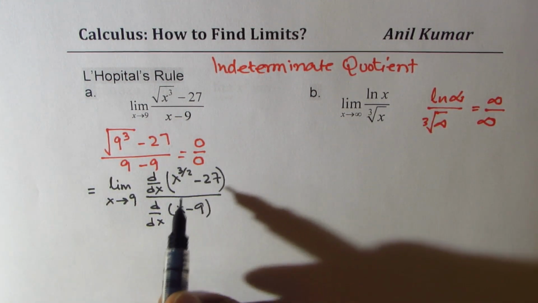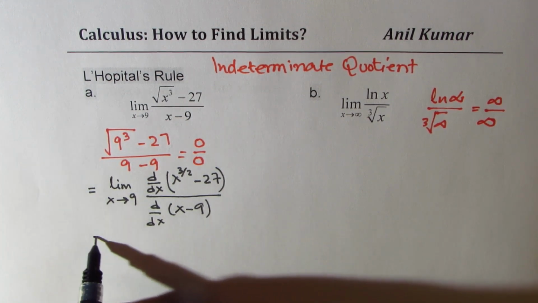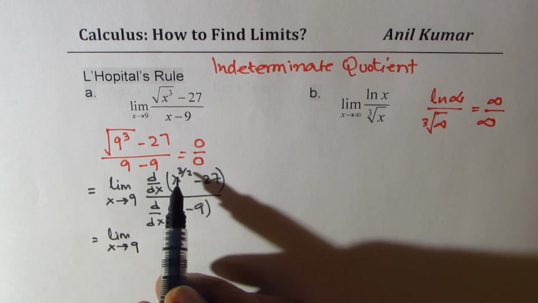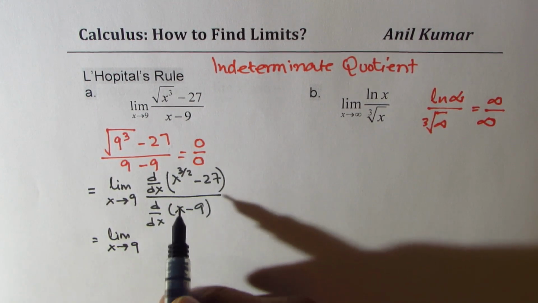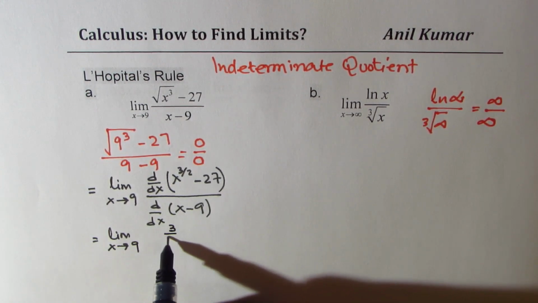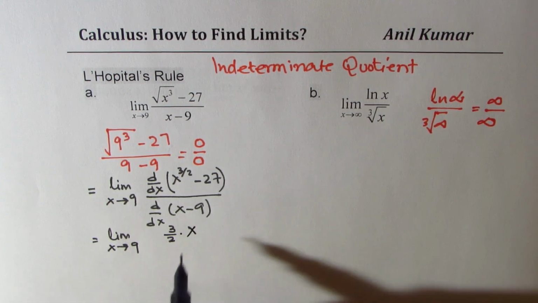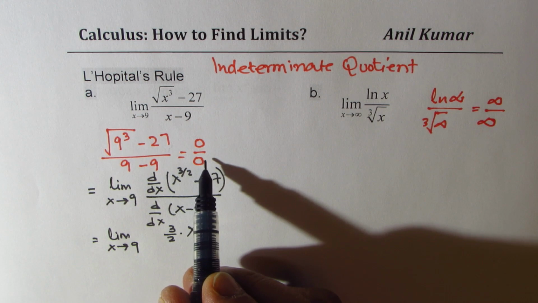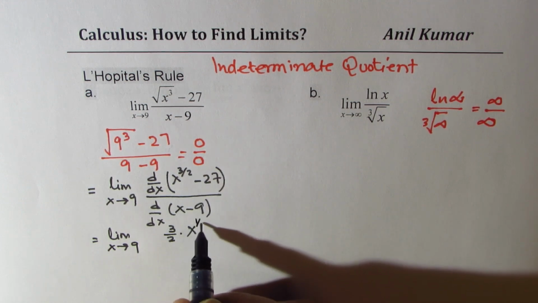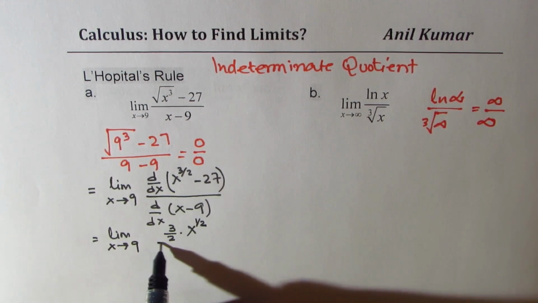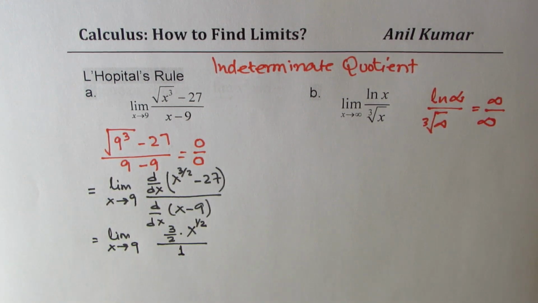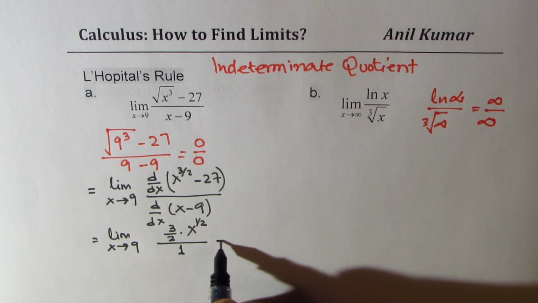Correct? Now, the derivative of this is, let's rewrite, 3 over 2, that constant is 0, so we get 3 over 2 in the numerator, times x to the power of 3 over 2 minus 1, right? So that means square root x, over derivative of x is 1. That's what we get. Now if I substitute 9 for x, what do I get?